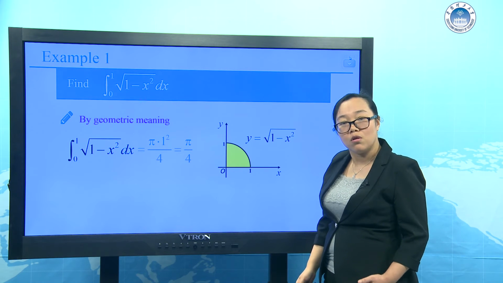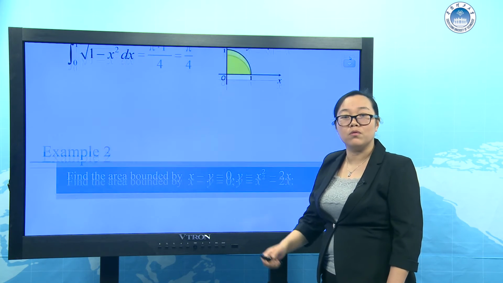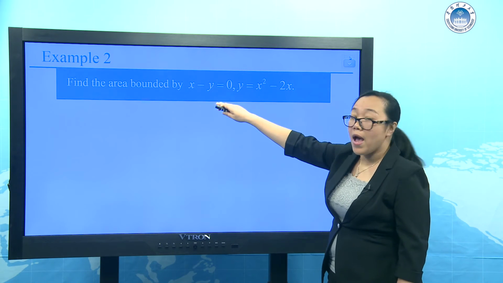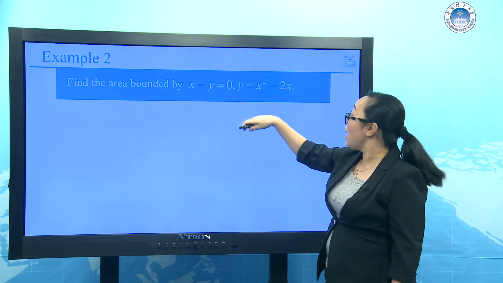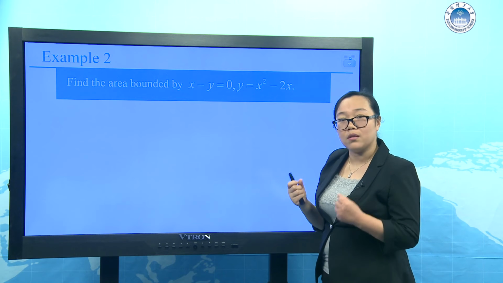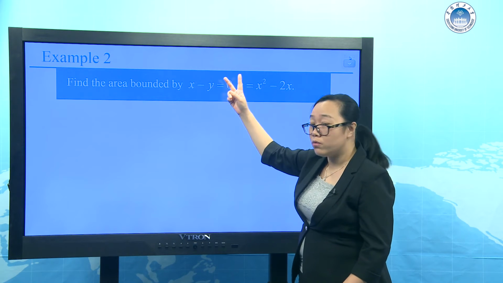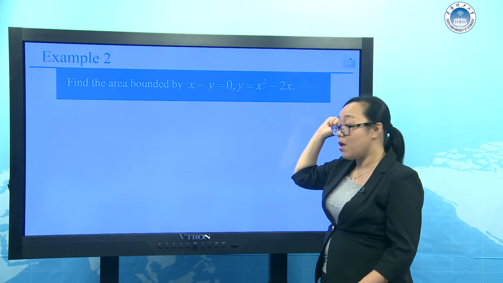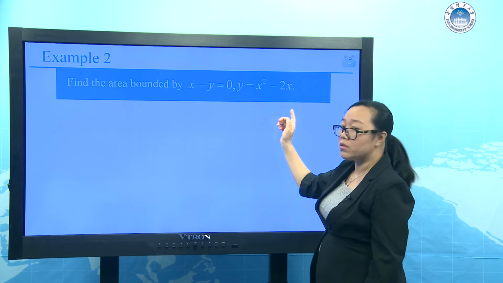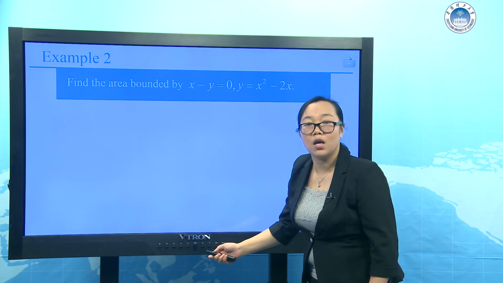This question is solved by our geometrical meaning. Now look at example 2. Try to find the area bounded by x minus y equals 0 and y equals x squared minus 2x. How to understand? In the first question, the region was bounded by 2 curves and 2 lines, but in this question, the area is bounded by 2 curves. Okay, now we try to draw the figure and see what kind of region it is.